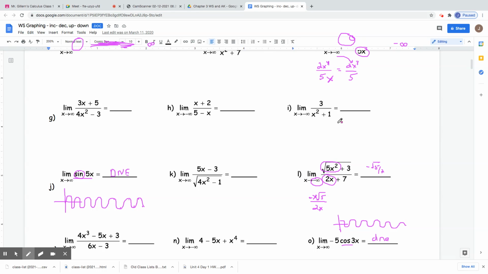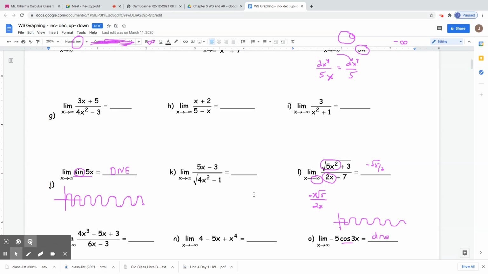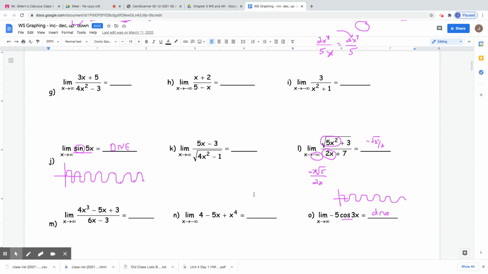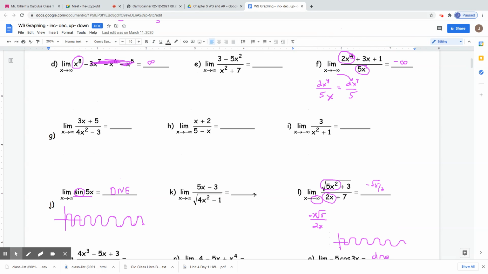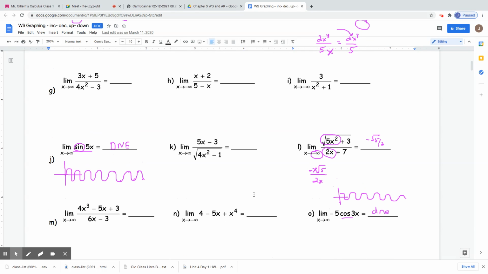All right, does anybody have any other questions on any of those? Those are just ones I wanted to point out. Was there any other specific questions on any of them from A to O, any of the limit ones, before we get to the asymptotes?